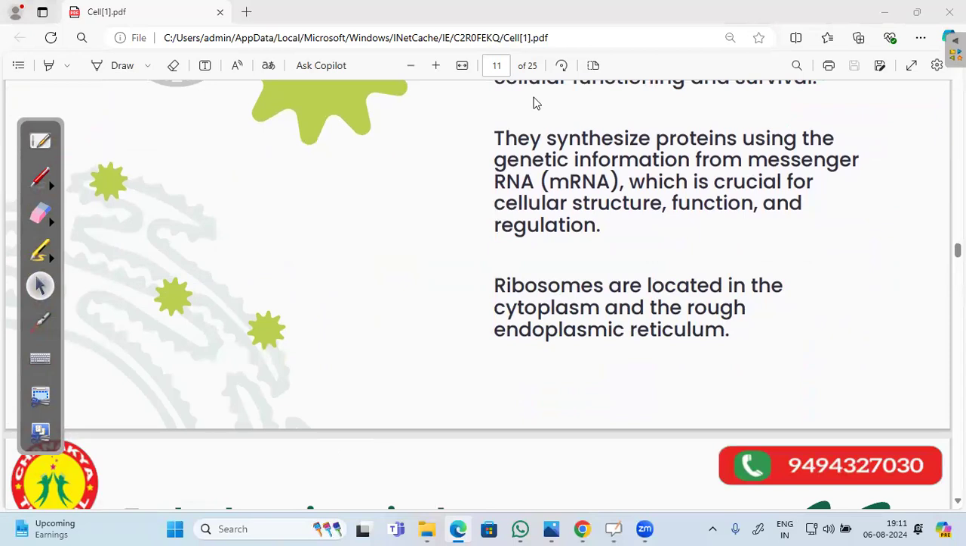Matrix means a mixture of substances, a matrix, gel-like.